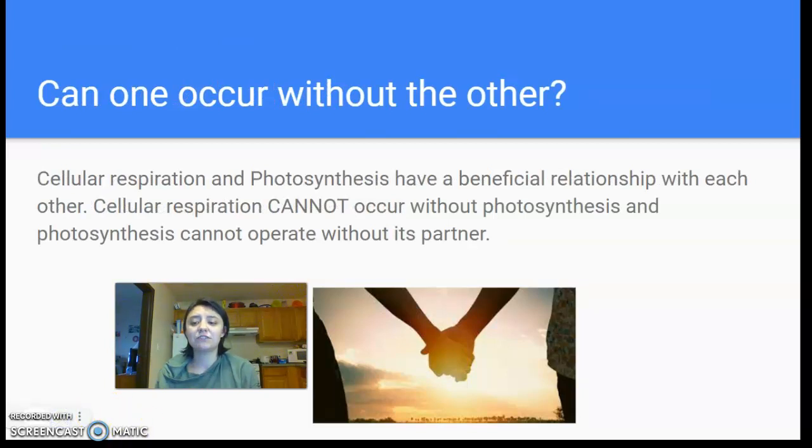So now we ask the question, well, can one occur without the other? No. Think of cellular respiration and photosynthesis as being in a relationship, right? They're in a beneficial relationship. They're going to stay together. So cellular respiration cannot occur without photosynthesis, and vice versa. Photosynthesis can also not occur without cellular respiration.